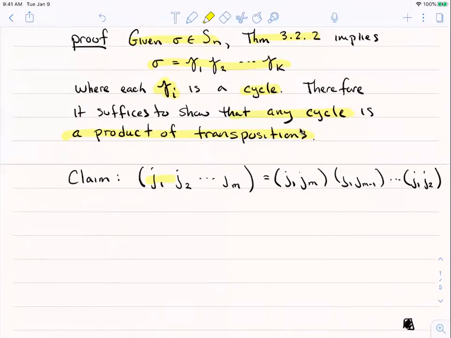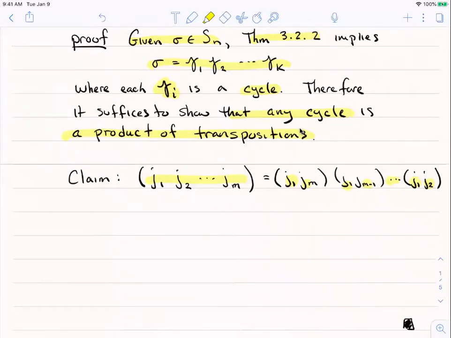Here's a cycle. It's a cycle whose elements are called J1, J2, and so on. It has length m. J1 goes to J2, J2 goes to J3, and so on. Jm goes to J1. And I claim that that cycle is equivalent to, look at my pattern here: first thing, last thing, first thing, second to last thing, and so on until you get down to J1, J2. Okay, so that's how I form this pattern. Can you see my dot, dot, dots there?